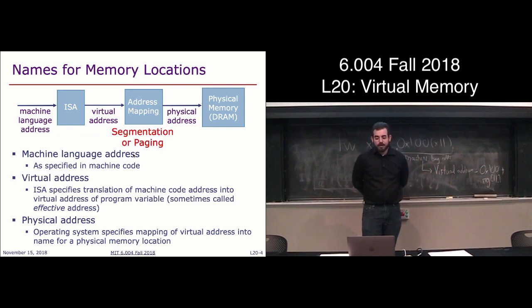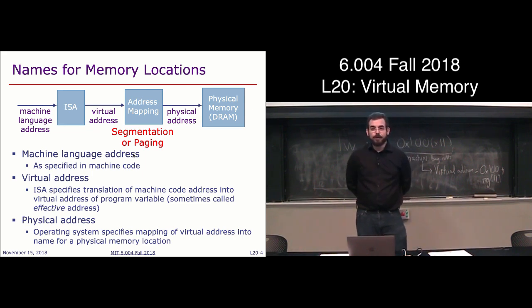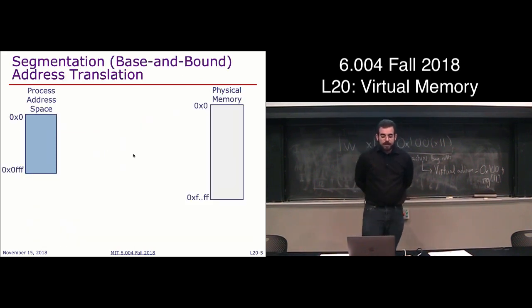Okay, so there are two key mechanisms that we're going to see. First, we're going to look at segmentation, which is a very simple technique that has some drawbacks, so it's not used today, or at least not used frequently. And then we'll look at paging, which is what modern systems actually do. So let's start with the simple technique.